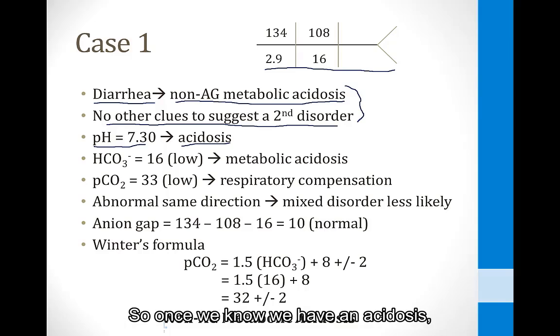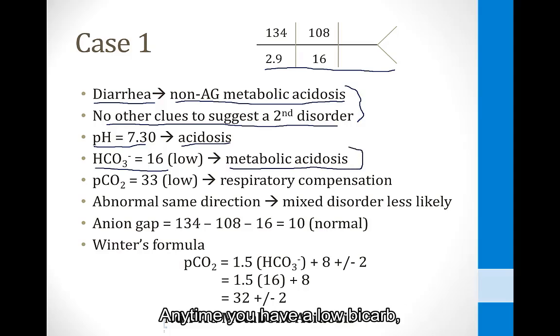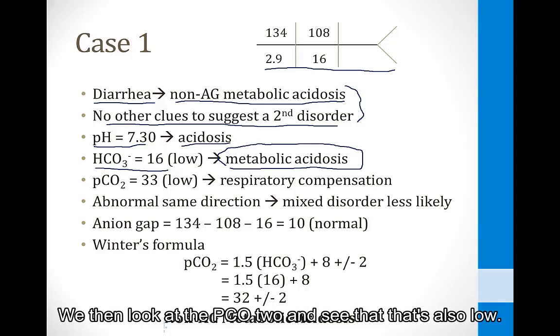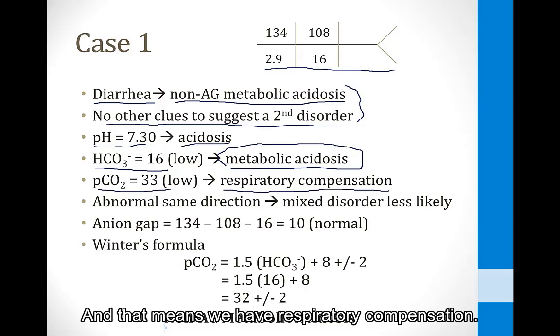Once we know we have an acidosis, we look at the bicarb and the CO2 to determine which type of acidosis it is. We have a bicarb of 16, which is low. Recall that 24 is a normal bicarb. So that means we have a metabolic acidosis. Anytime you have a low bicarb, you have a metabolic acidosis. We then look at the PCO2 and see that that's also low, and that means we have respiratory compensation.